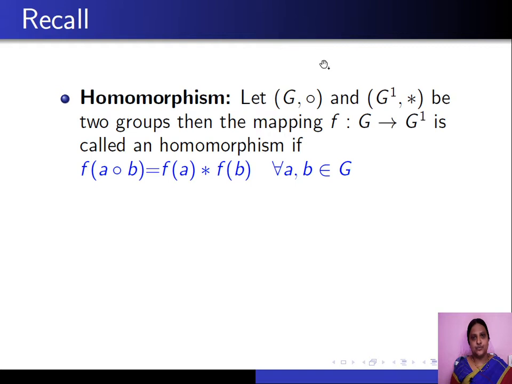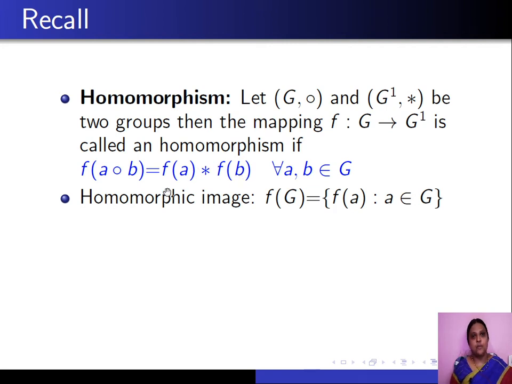If there are two groups G and G dash, then f mapping G to G dash is called a homomorphism if f of a circle b equals f of a star f of b, where circle is the binary operation in the first group G and star is the binary operation in the second group G dash. And f of a circle b means the image of a circle b. f of a means the image of a and f of b means the image of b, for all a, b belongs to G.